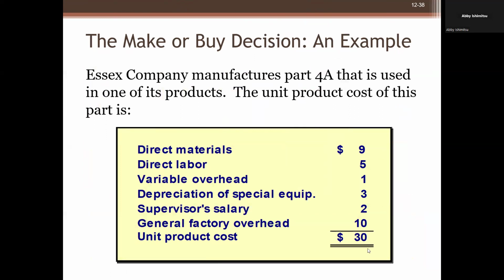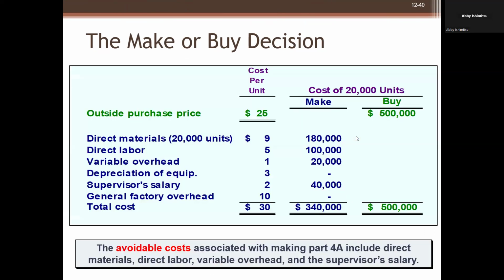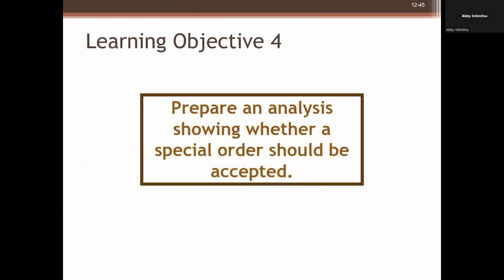So here's a first look, and this is in your course pack, a first look at this product 4A, and this is what it cost. And then somebody else, another company says, oh, we'll sell it to you. We'll manufacture that for 25. Looks good on paper. And then you have to dig into the data and see if that's really, really a good decision.